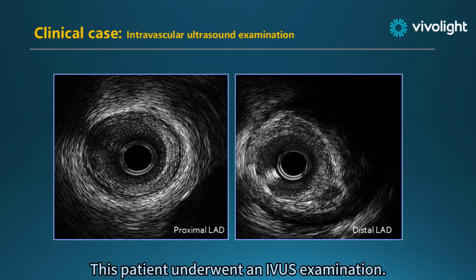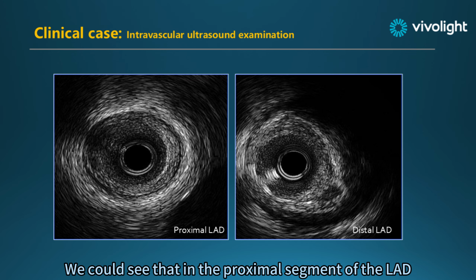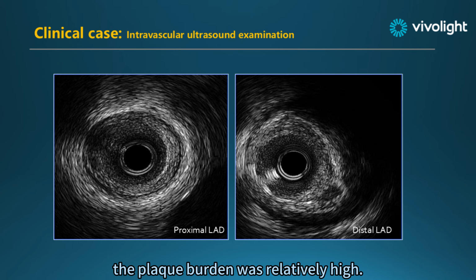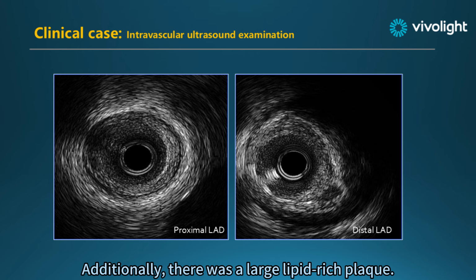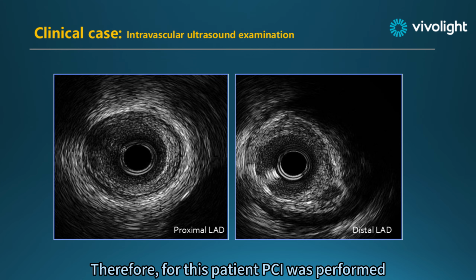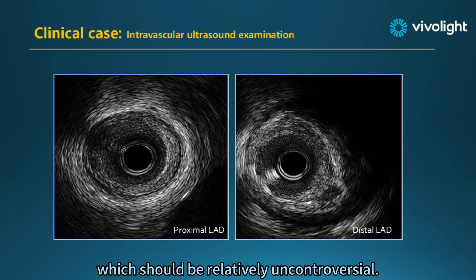This patient underwent an IVUS examination. We could see that, in the proximal segment of the LAD, the plaque burden was relatively high. In the mid-distal segment, the lesion, which appeared to be a borderline lesion, had a very high plaque burden. Additionally, there was a large lipid-rich plaque. Therefore, for this patient PCI was performed, which should be relatively uncontroversial.